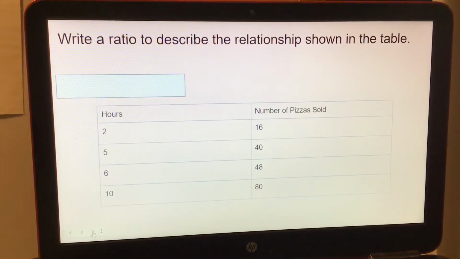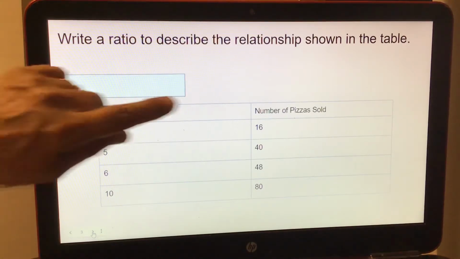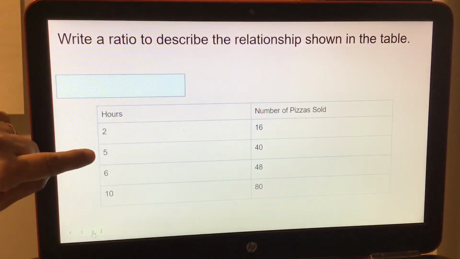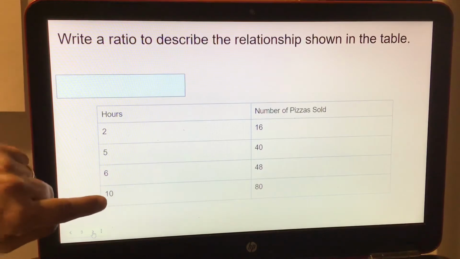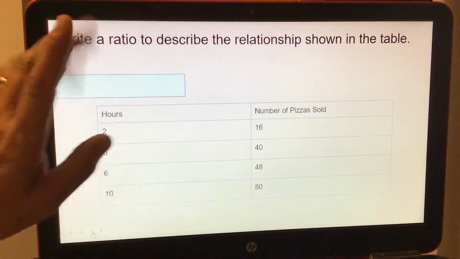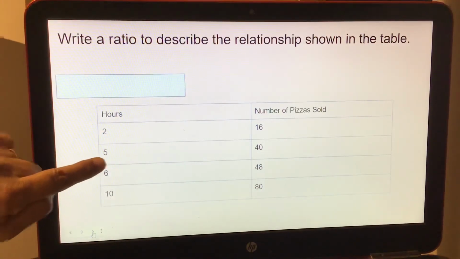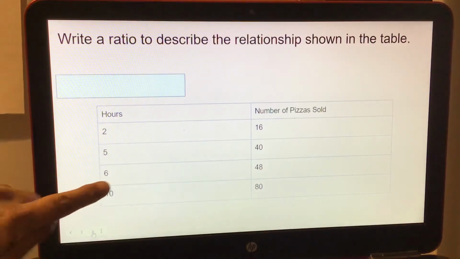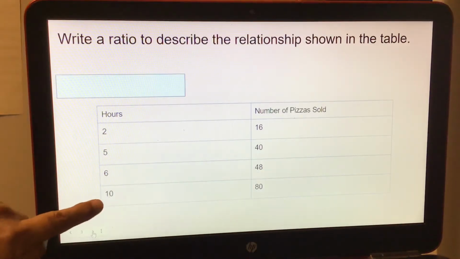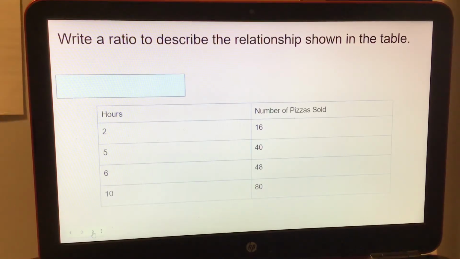So I'm going to divide both to reduce it by 2. So 2 goes into 2 1 time, and 2 goes into 16 8 times. So it's 1 to 8. So in other words, I should be able to multiply each one of these numbers by 8 to get this number. Let's see if we're right. 8 times 5 is 40. 8 times 6 is 48. 8 times 10 is 80. Okay? Now it works for this because they are what? Equivalent.